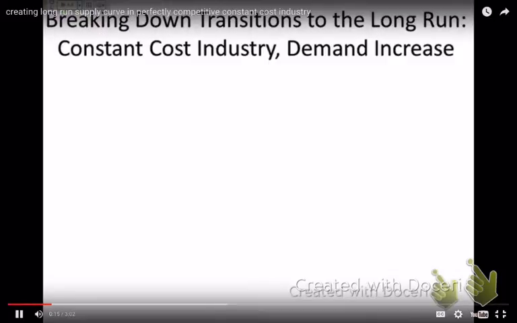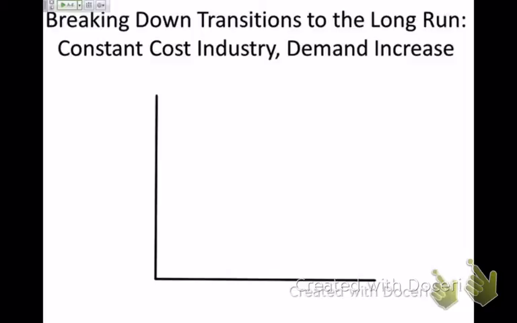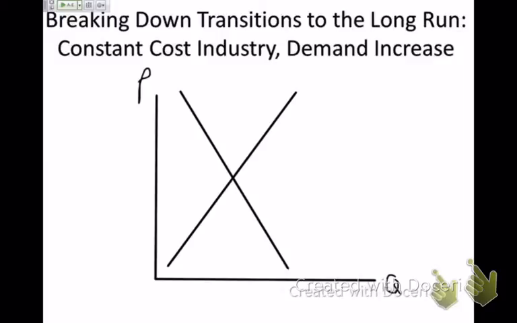I'm going to draw my axes here, label them price and quantity. Right, and we are looking at a constant cost industry, and we're going to begin in long-run equilibrium, so I'm drawing my supply and demand curves. These are our initial supply and demand curves. I'm going to label them S0 and D0. And they correspond to a quantity of Q0 and a price of P0.